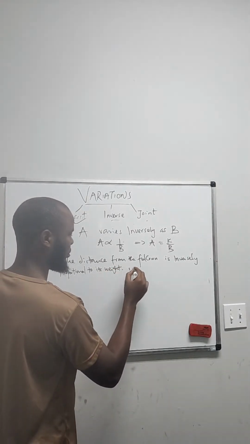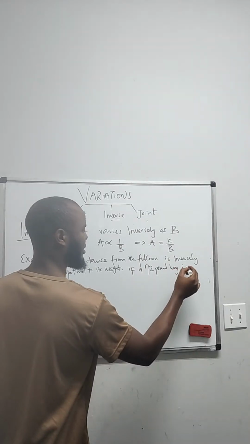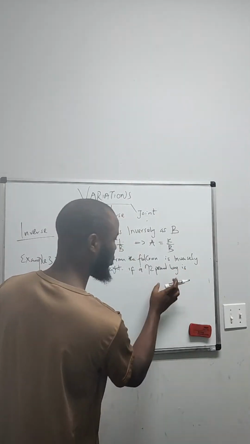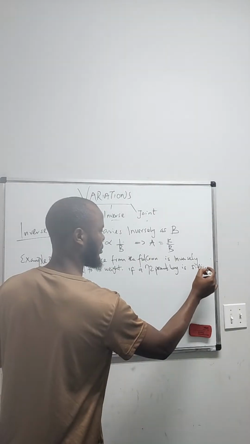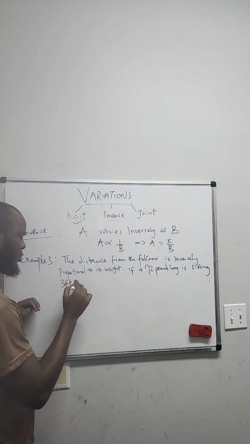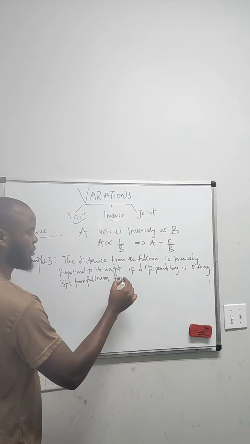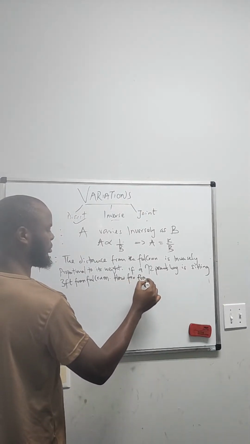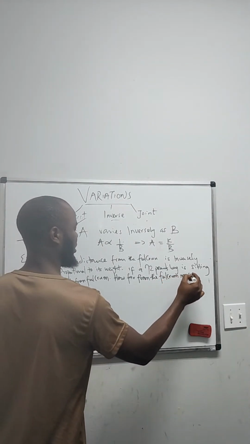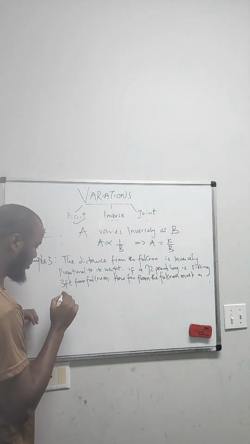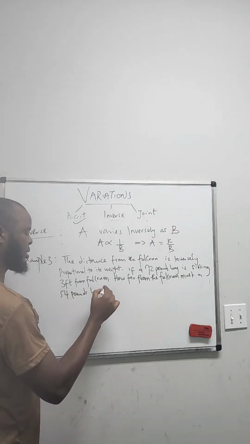If a 72-pound boy is sitting 3 feet from the fulcrum, how far from the fulcrum must a 54-pound boy sit to balance the seesaw?